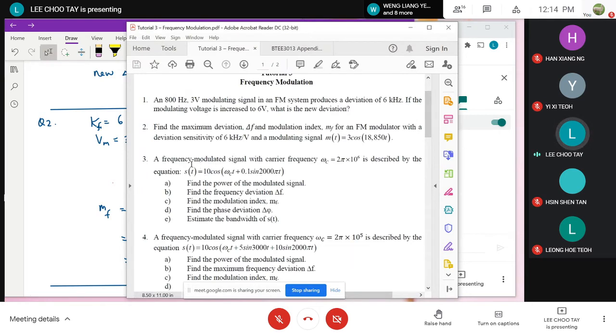In question 3, we have an FM signal with carrier frequency omega c equals 2 pi times 10 to the power of 6, described by the equation s(t) equals 10 cosine of omega c t plus 0.1 sine 2000 pi t. This is the equation for your FM signal. If you are familiar with the equation of the FM signal, you'll be able to extract a lot of information from it.